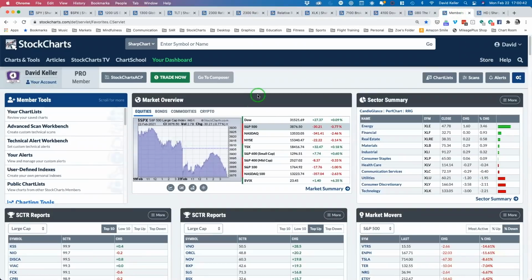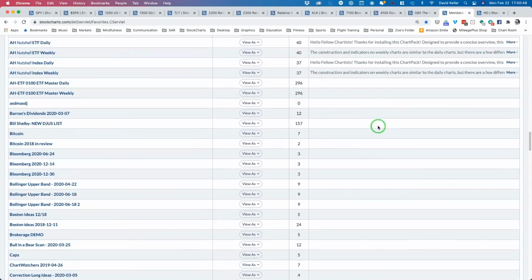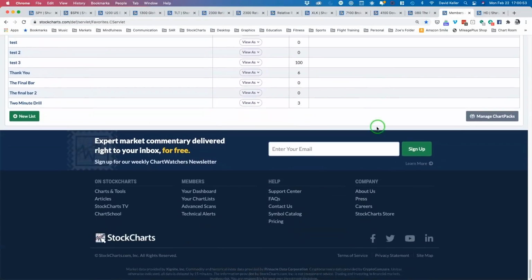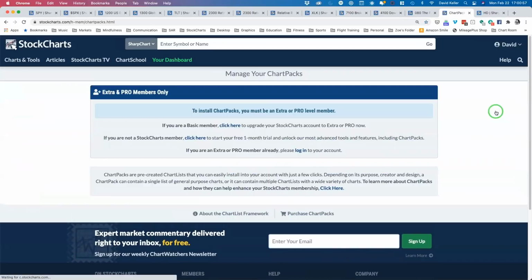Go to the member dashboard, and on the right side, you'll see chart lists. I have an insane number of these. It's on my list at some point to go through and clear some of these out because I've created quite a few. But if you get to the bottom, you'll see this gray button that says Manage Chart Packs.